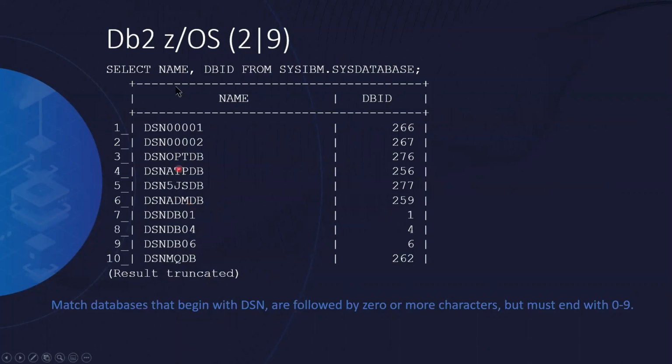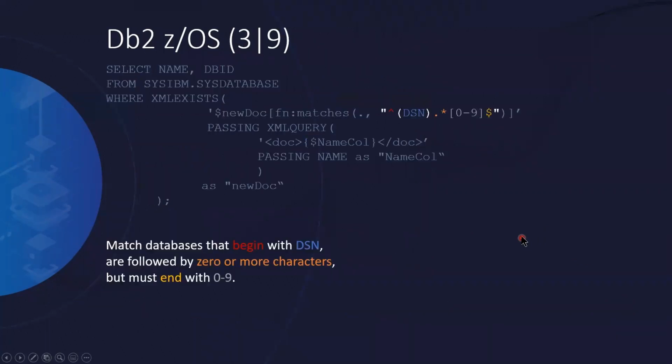So, for example, select name, DBID from SYSIBM.SYSDATABASE, no predicates, and that's a lot. If I wanted to match databases that begin with DSN and that are followed by 0 or more characters, but they must end with a 0 to 9 or a numeric, this is what I would do.